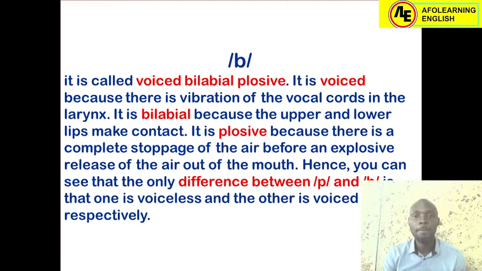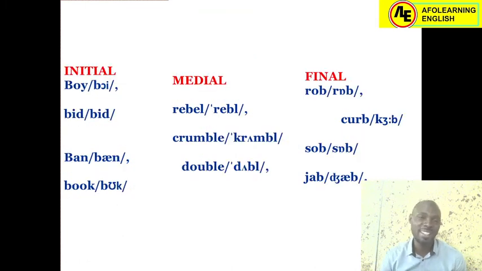When you pronounce the sound b, b, it is called bilabial because the upper lip and the lower lip make contact. And it is called plosive because, like I said, plosive sounds often give way to an explosive release of airstream from the mouth. So let's take a look at the distribution of the sound in English words.